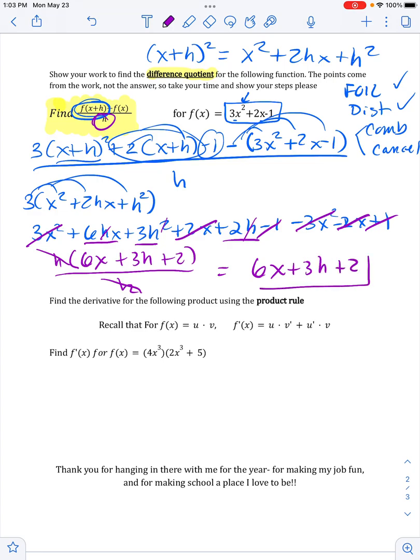Now I know sometimes we went back and plugged in a 0 for h, but we aren't doing that. We're not finding the final derivative. We're just finding the difference quotient. So we stop there. Leave the h if you get one.